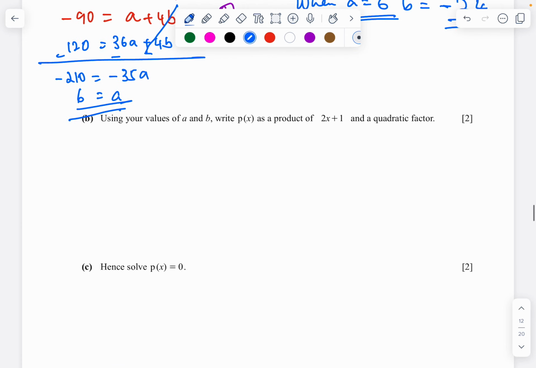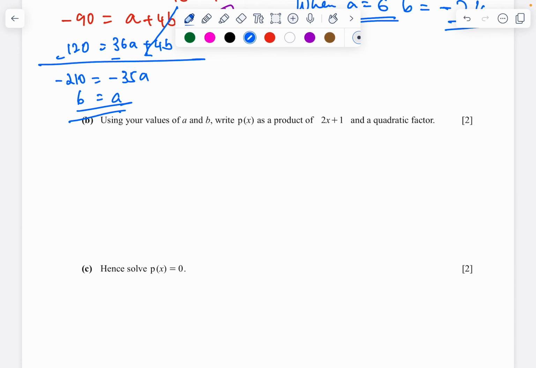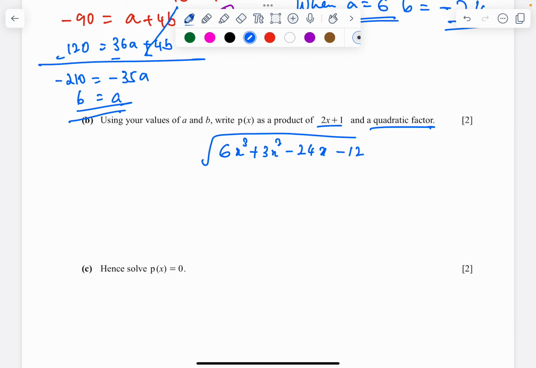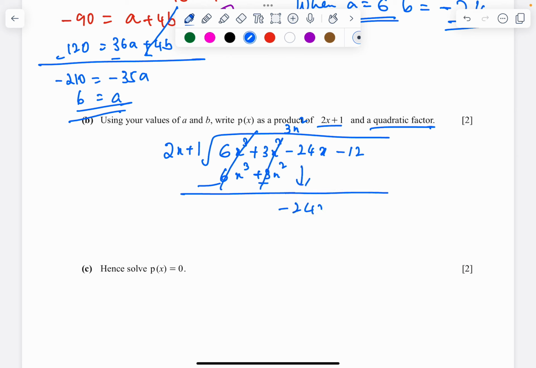Using your values a and b, you have to find it as a product of 2x plus 1 and a quadratic. Okay, so basically we need to divide. So 6x cubed plus 3x squared minus 24x minus 12 divided by 2x plus 1. So let me divide 3x squared. So I'll get 6x cubed plus 3x squared. So this gets cancelled. So I can bring down these two terms. So this is minus 12. So negative 24x minus 12.